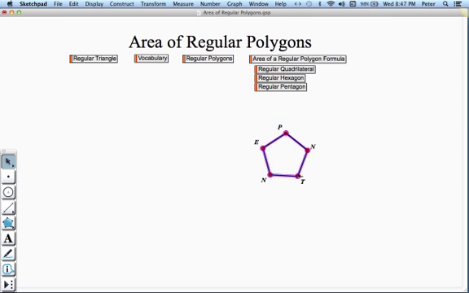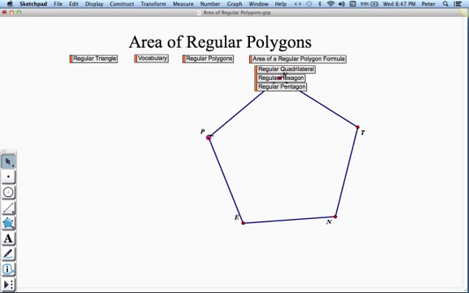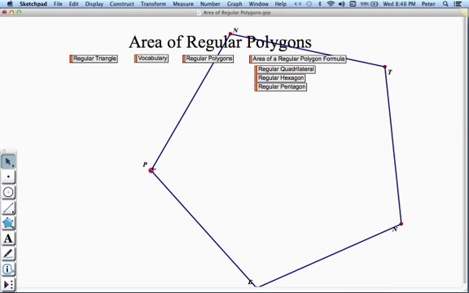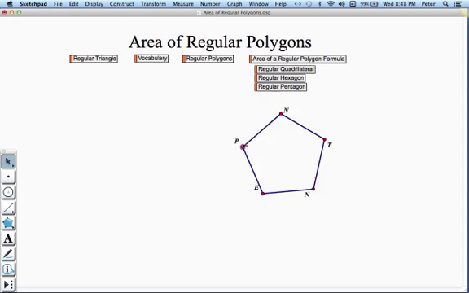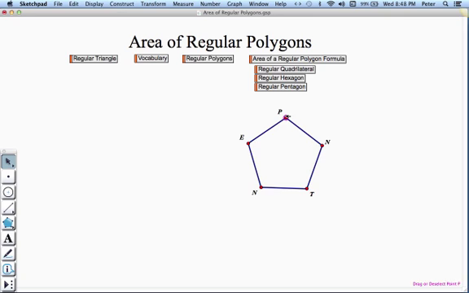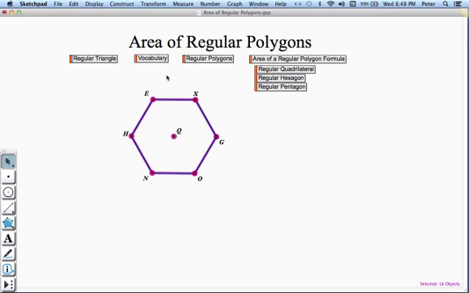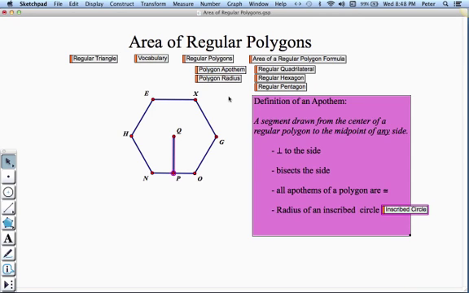Now, we can increase the size of a regular pentagon or a regular hexagon, and no matter what, all the sides will stay congruent, all the angles will be congruent. The ratio between the sides will always be 1 to 1. All right, now let's get into two important terms when talking about a regular polygon, that being a polygon's apothem and the polygon's radius. Let's talk about the apothem first.